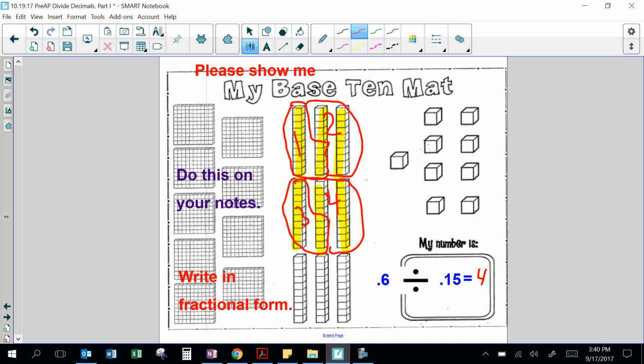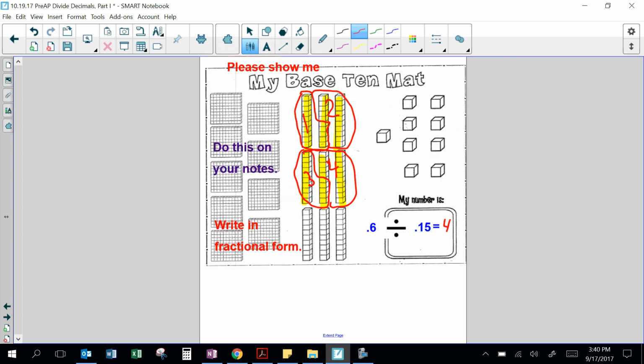So how many groups of 15 hundredths go into 6 tenths? 4 groups. Can I write this in fractional form? Yes, I can. What power of 10 should I multiply 15 hundredths or 6 tenths by? This is in the hundredths place. I'm going to multiply this by 100. So 15 hundredths times 100 would be 15. But what would 6 tenths times 100 be?